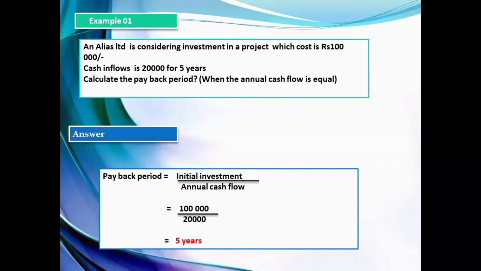I will give some examples to understand the payback period. First example, Annuity Limited is considering investment in a project which costs 1 lakh. Cash flow is 20,000 for 5 years. Calculate the payback period. When the annual cash flow is equal, we can calculate the payback period using this formula. According to this question, the initial investment is the project cost, that means 1 lakh. Annual cash flow is 20,000 for 5 years. 1 lakh divided by 20,000, the answer is 5 years.